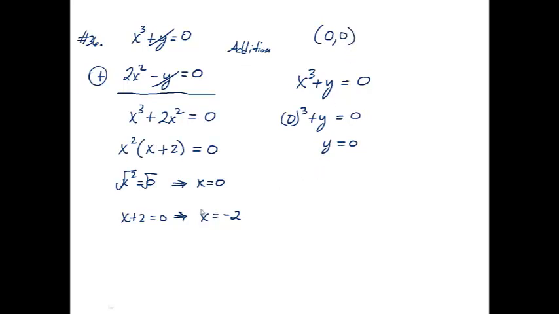And then I'm going to plug in the negative 2. So negative 2 to the third power plus y equals 0. So that's negative 8 plus y equals 0. So then move the negative 8, and you have y equals positive 8. So the second answer is (negative 2, 8).